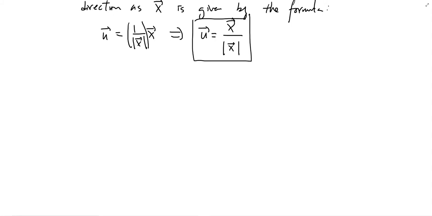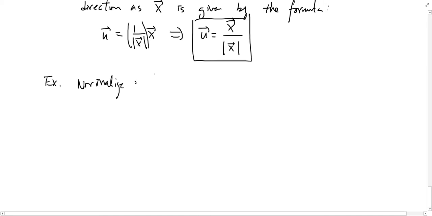So the video is already 30 minutes, so I'm just going to show you a couple of examples on normalization, and then that's it for today. Let's try to normalize this right here. Normalize the vector 1, 1. So how do I do that? Let's say this is my vector x.